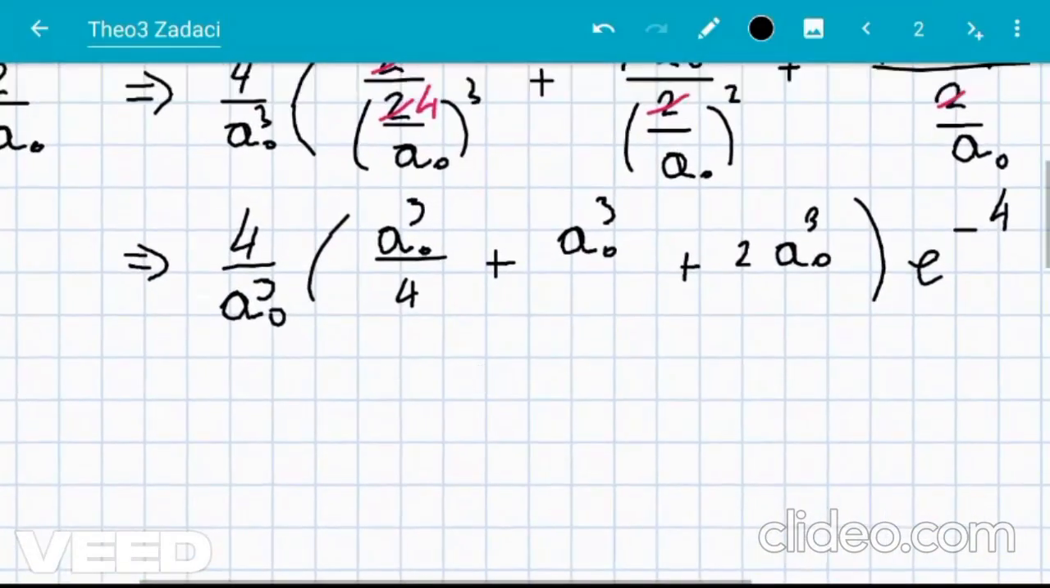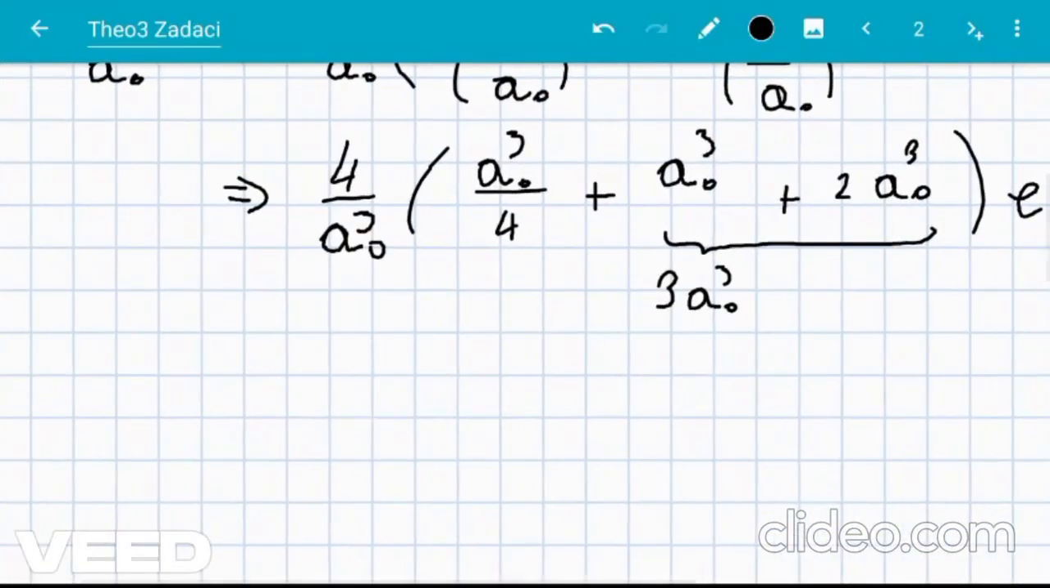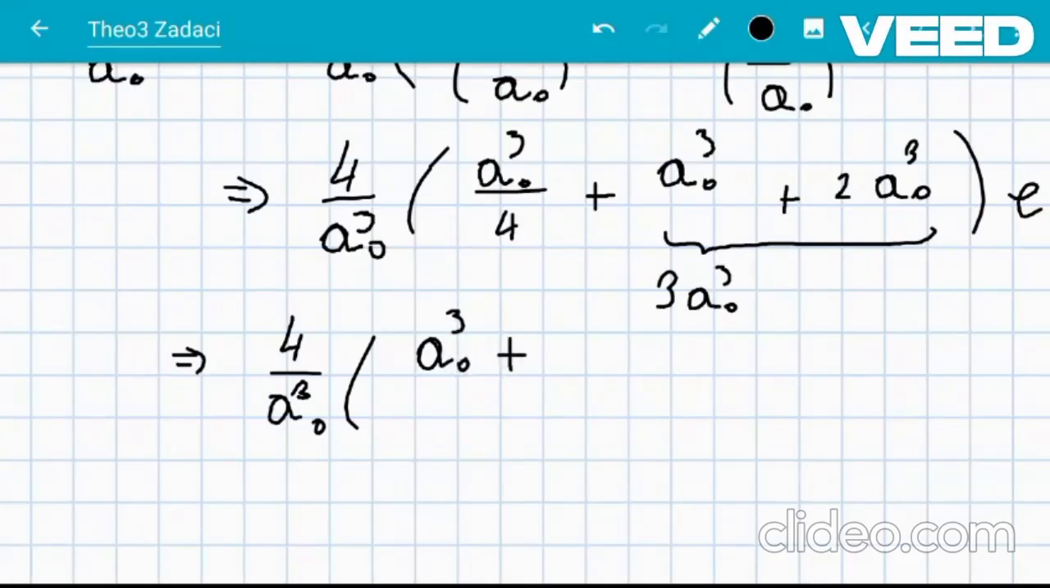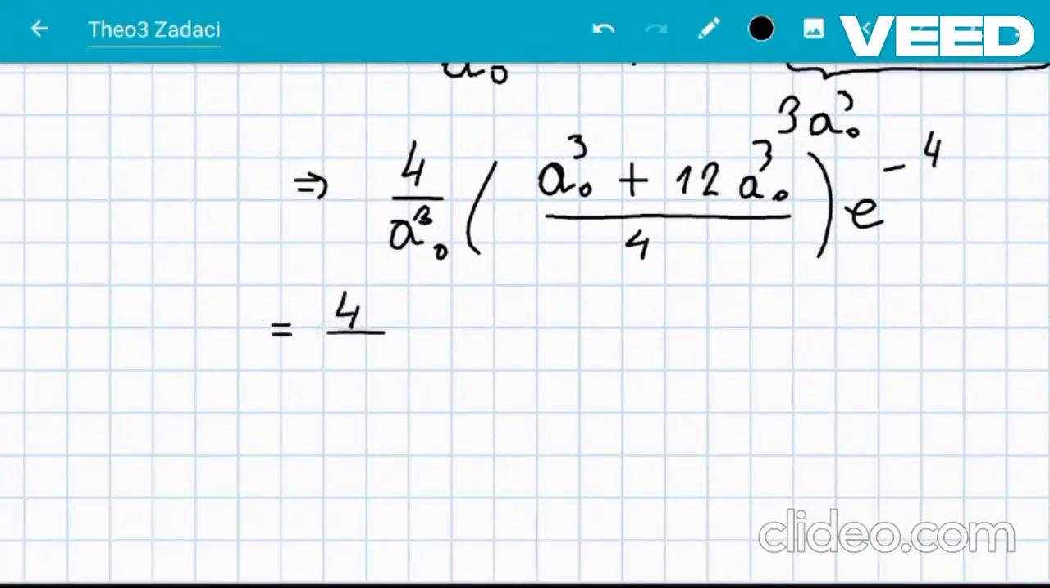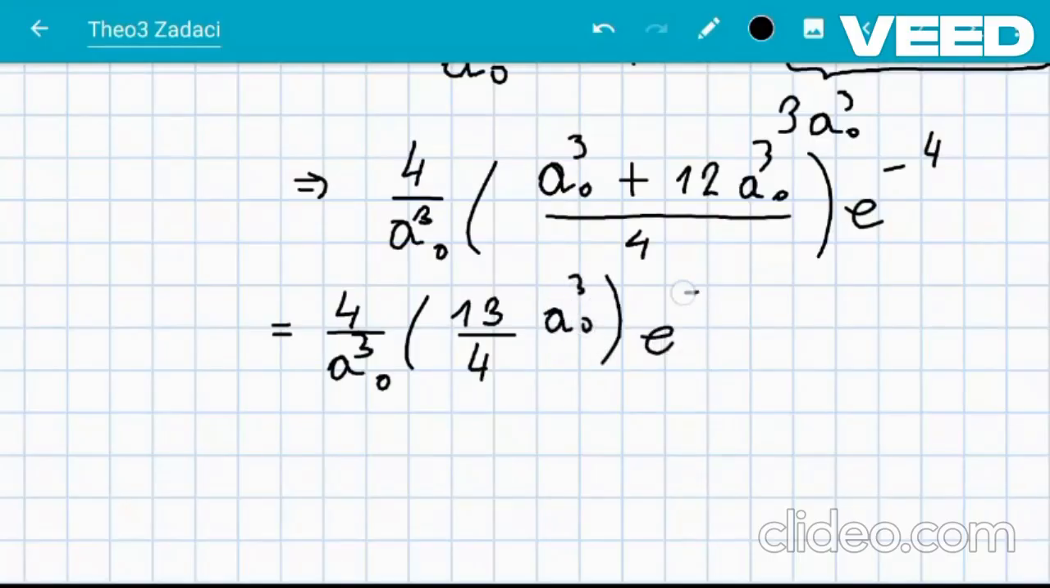So simplifying this expression here with the fractions, this is 3a naught cubed, this is 3a naught cubed, and this is a naught cubed over 4, so bringing it all together is going to give us a naught cubed plus, so we have to multiply the expression with 4 to bring it in the same denominator, so 4 times 3 is 12, 12a naught cubed over 4 times e, and that's just 4 over a naught cubed, so 1 plus 12 is 13, 13 fourths, a naught cubed e to the negative 4.